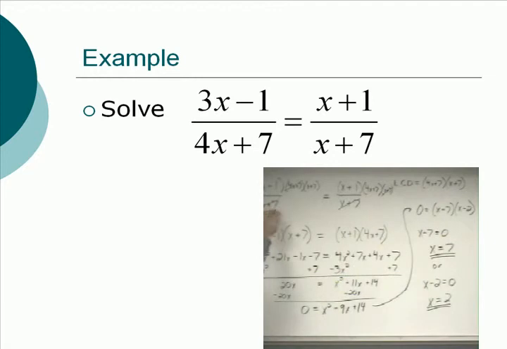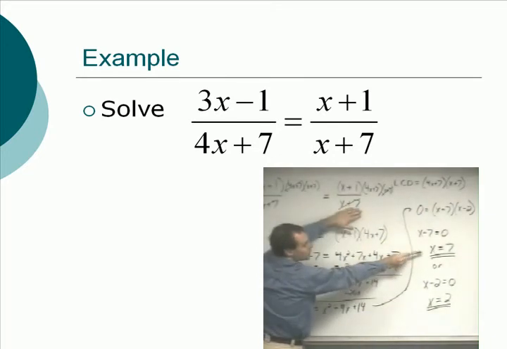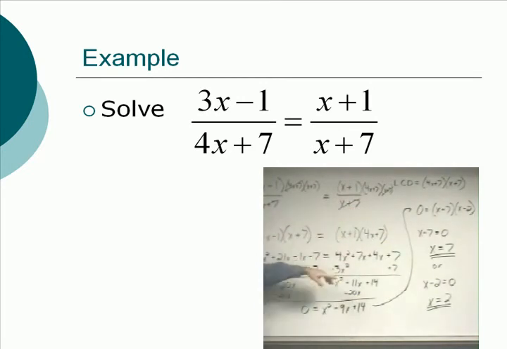Would 4 times 7 plus 7 give you 0? Nope, so that one's okay. How about here? 7 plus 7 going to equal 0? We're just checking that one to make sure it doesn't give a 0 denominator. No problem. Same thing with 2. This would be 4 times 2 plus 7. That's 15. That's not a 0 denominator. And 2 plus 7 would be 9. So neither of those give a 0 denominator. They're both okay.